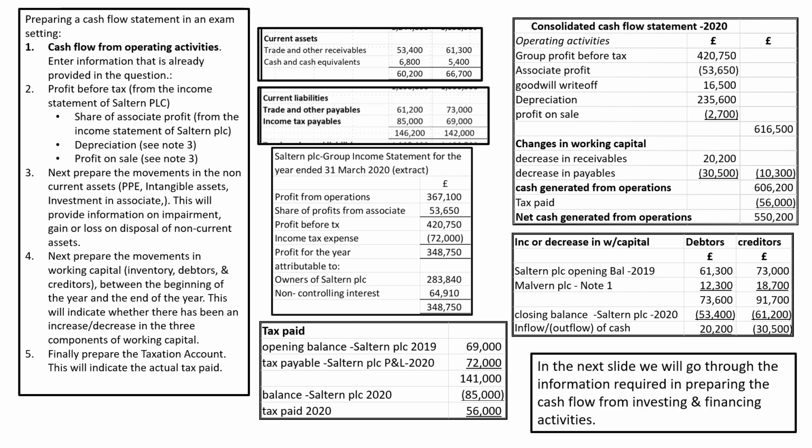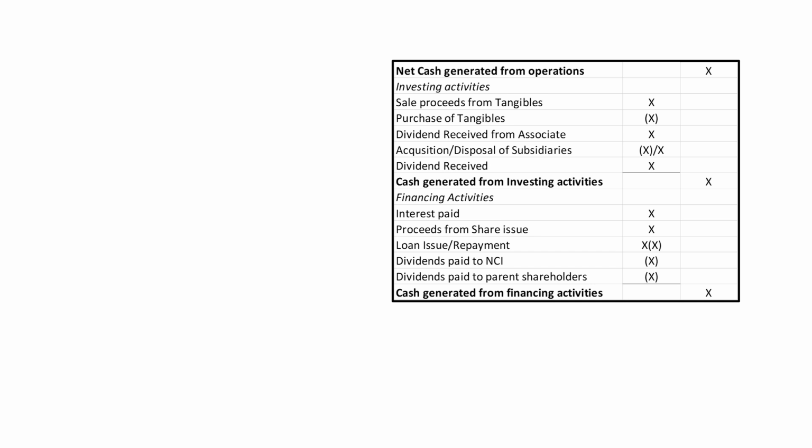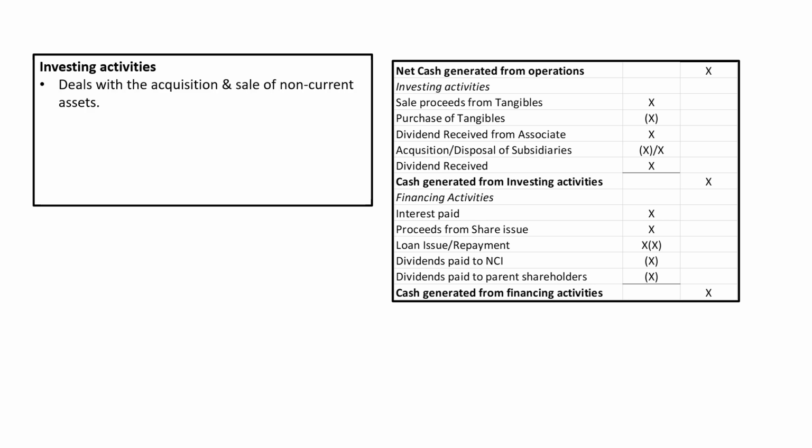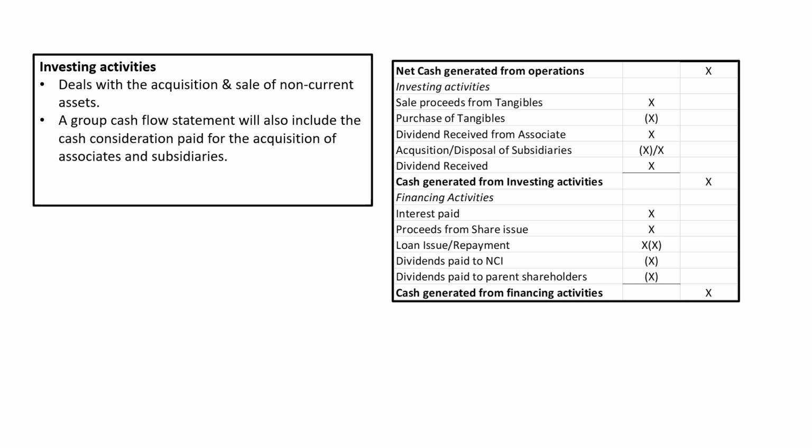550,200. In the next slide, we will go through the information required in preparing the cash flow from investing and financing activities. Investing activities deal with the acquisition and sale of non-current assets. A group cash flow statement will also include the cash consideration paid for the acquisition of associates and subsidiaries. Dividends received from associates and interest received on cash balances are included here.